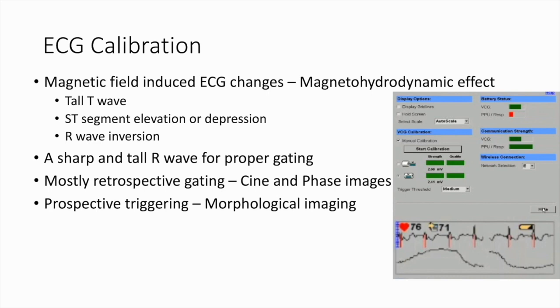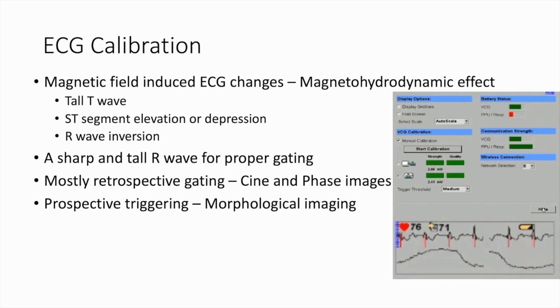The magnetic field induces electrical activity in moving body fluids which interferes with ECG tracing and is called the magnetohydrodynamic effect. This produces a tall T wave, ST segment elevation or depression, and R wave inversion.